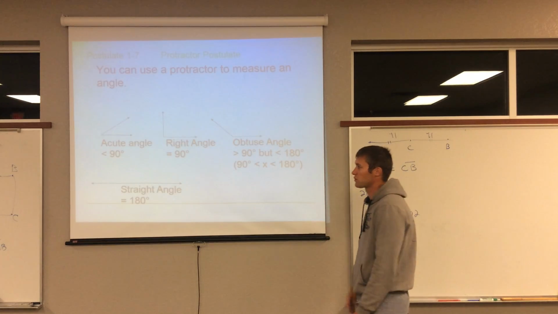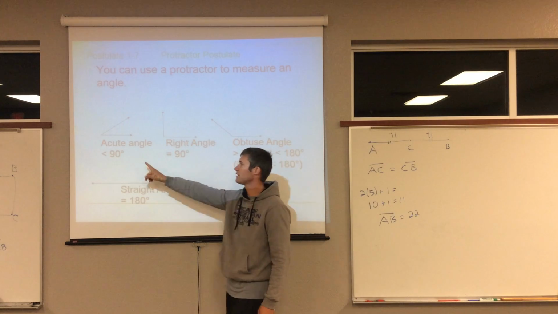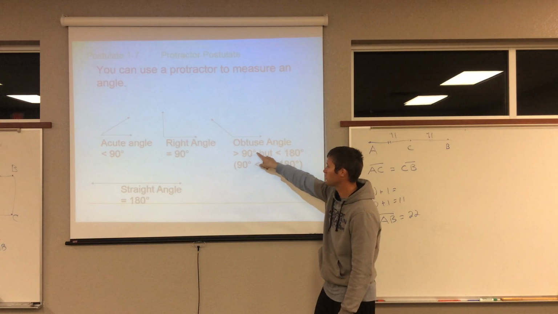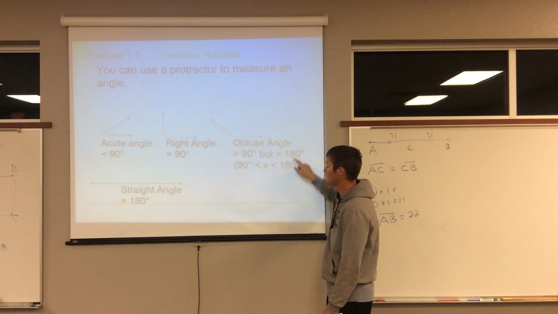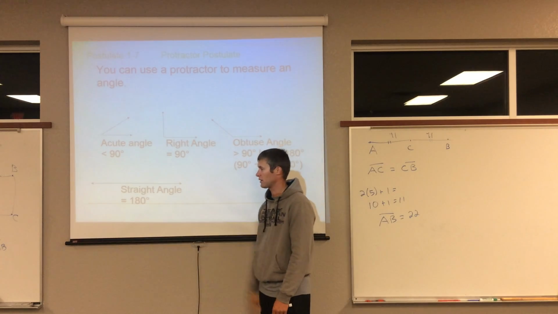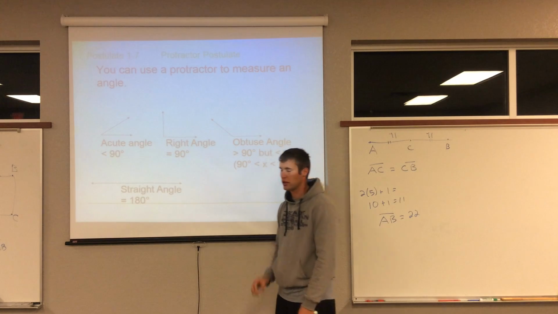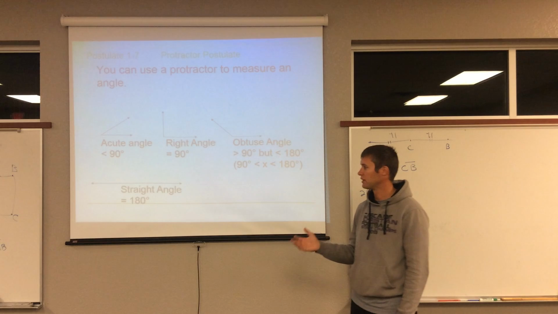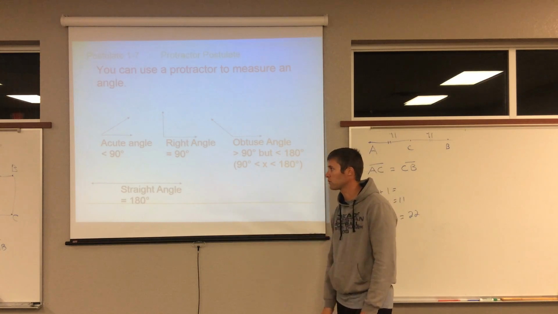Okay? Again, just a reminder, an acute angle is less than 90 degrees. A right angle equals 90 degrees. Obtuse is greater than 90, but less than 180. And then you have a straight angle, 180. You're going to see the right angle show up throughout the entire book. Straight angle, and we're going to use that as well.